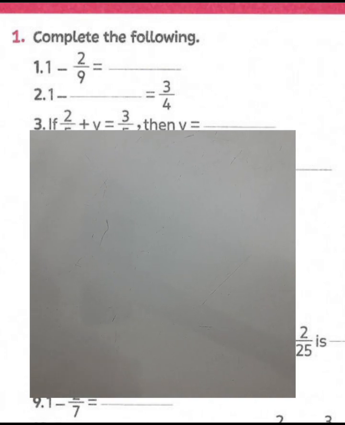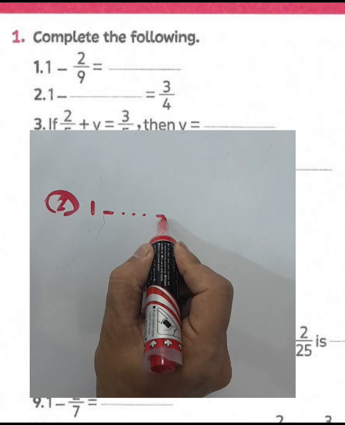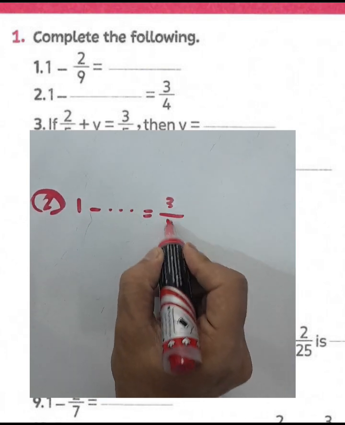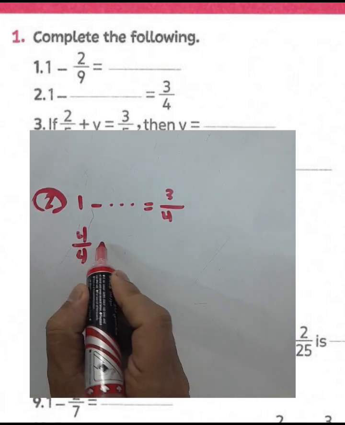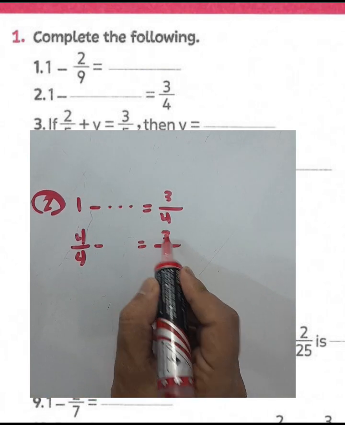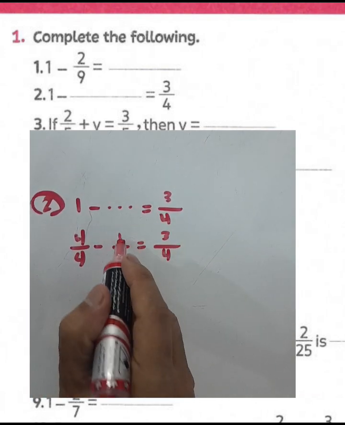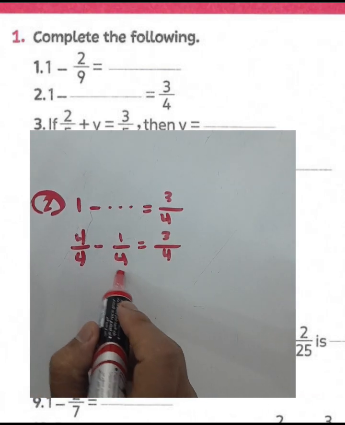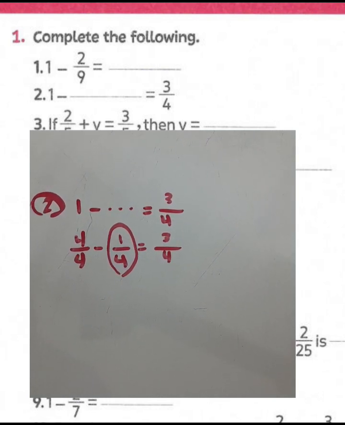Number 2. 1 subtract by space equal 3 over 4. 1 equal 4 over 4. Subtract by what equal 3 over 4. We can write 4 in the numerator and 4 minus 3 it will be 1. 4 minus 1 equal 3. Then we must write here 1 over 4 in the space.